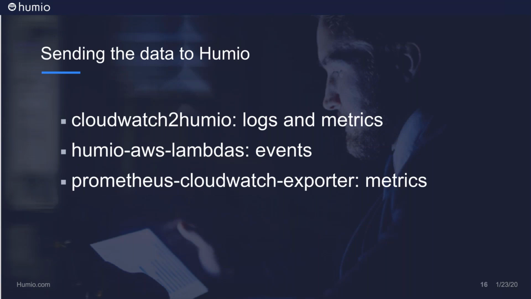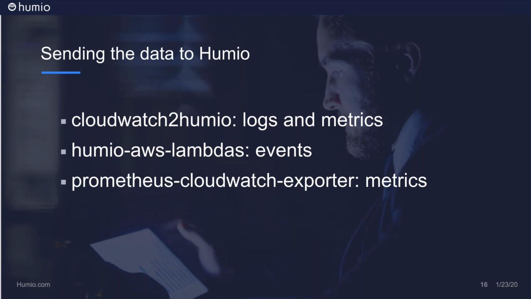So how do you go about sending this data to Humio? We have two Lambdas. Eventually they may get merged. They do slightly different things. CloudWatch to Humio is for sending logs and metrics. Humio AWS Lambdas handles events, so that's how we move GuardDuty data right now, but it's also kind of a test platform. And so there's some early work going on around processing data from Kinesis, for instance. So it's handling streaming and events, and CloudWatch to Humio handles logs and metrics.